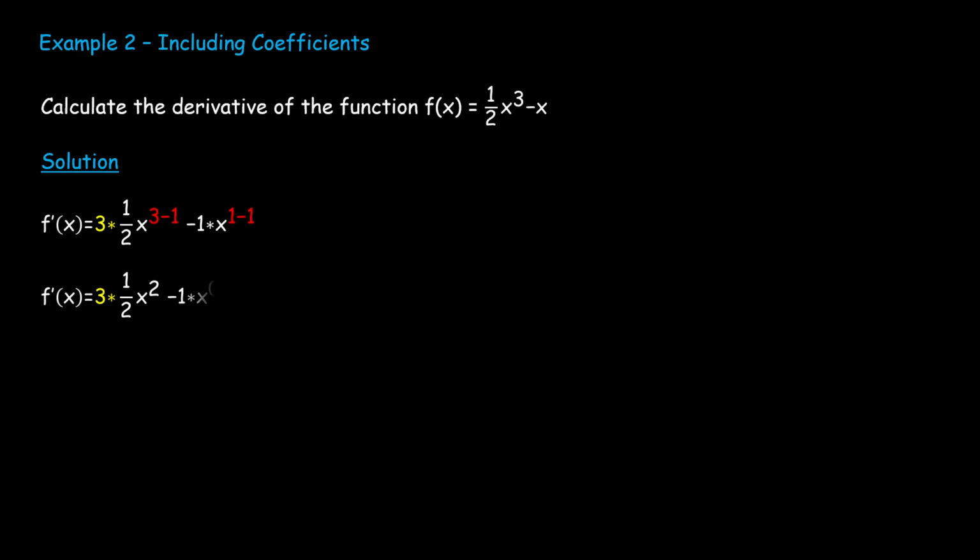Now, our result would be 3 times half x squared minus 1 x to the power 0. Anything to the power 0 is definitely 1. So if we simplify that even further, we'll have a final answer, which is 3 over 2 x squared minus 1.